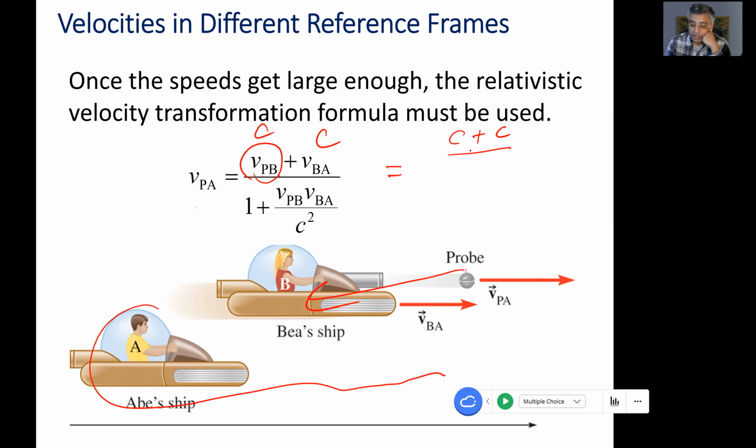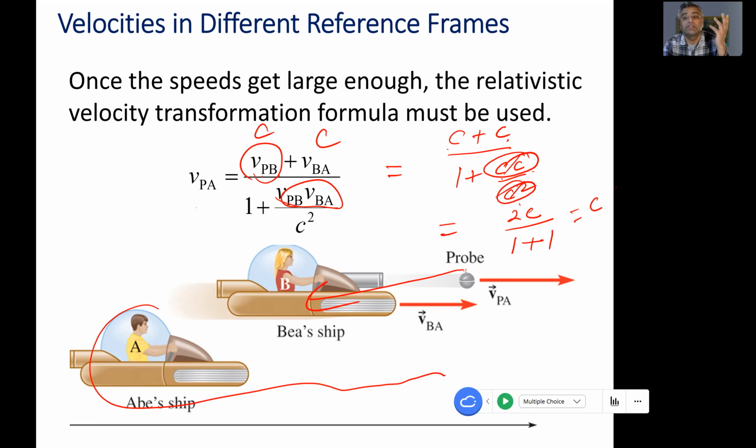c plus c over 1 plus c times c over c squared. See, multiplying means c times c. So this is c squared, this is c squared, right? So they cancel. So the numerator becomes c plus c, 2 times c. But in the denominator, we have 1 plus, this cancels, meaning we have a ratio of 1, so 2c over 2 means c. So c plus c is equal to c. That's what this formula is giving. But if you use numbers smaller than c, then you don't get the same number. You're going to get a slightly different number. So that's how the speed addition is done. And the same thing goes with momentum and so on.